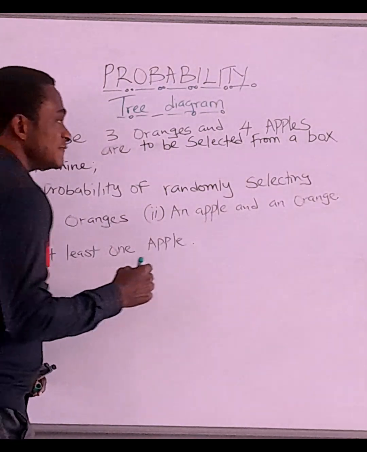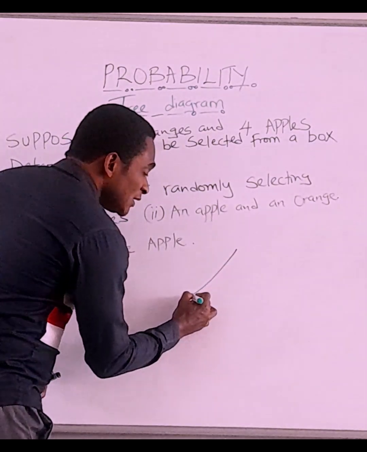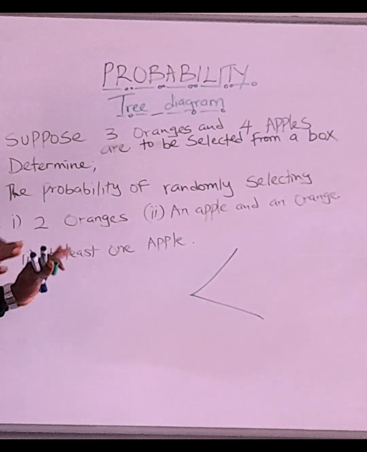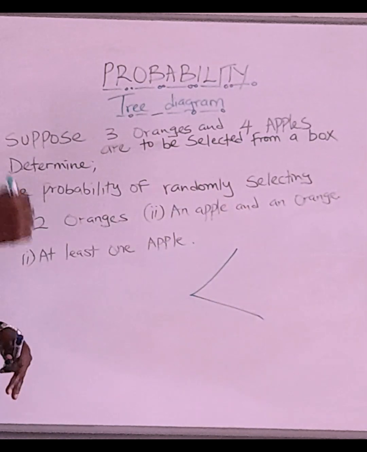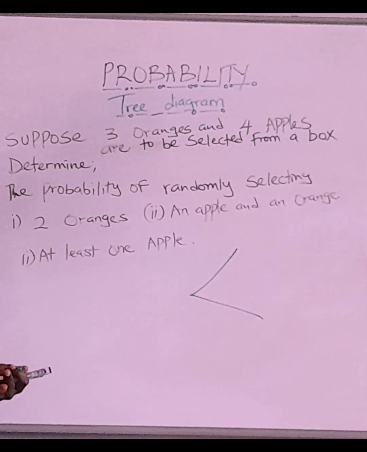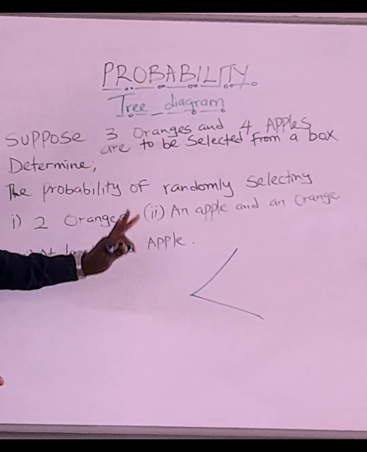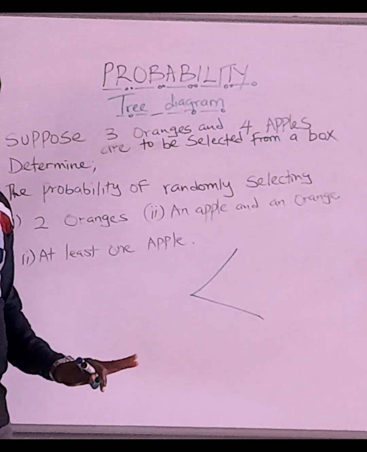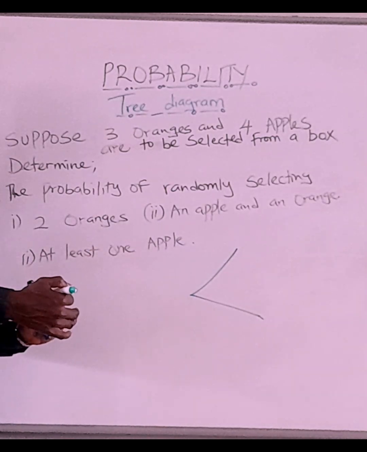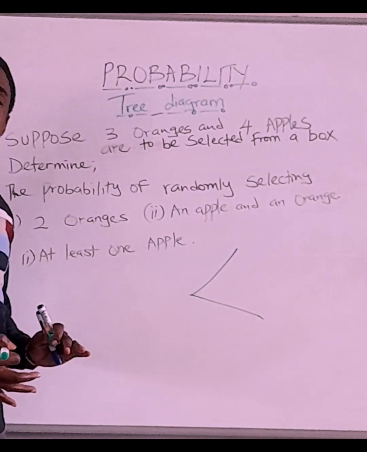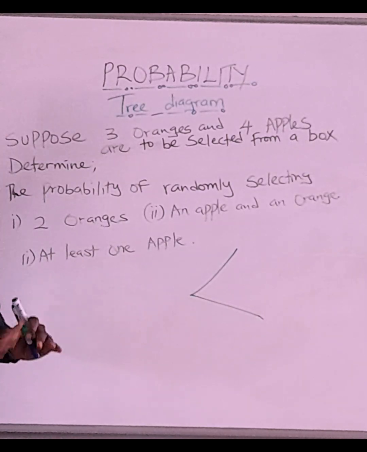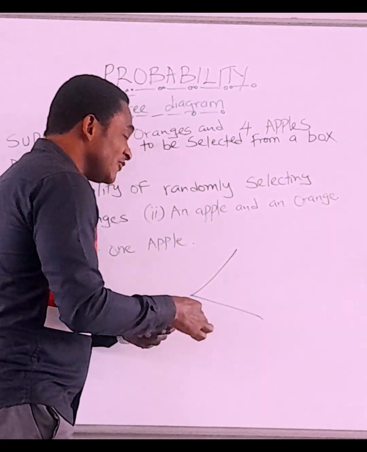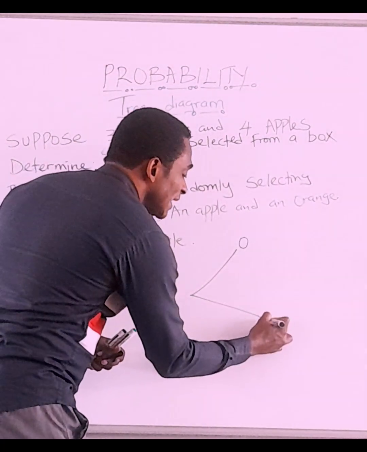First things first, what do we do? Sketch our tree diagram. Here we have 2 items being selected one after the other. So we have 2 oranges, an apple and orange. That means we have a double draw. Sorry, everything was not written down here because of space, but I will do the explanation. We have 2 draws or 2 selections being made. For the first action, we can either have an orange or an apple.